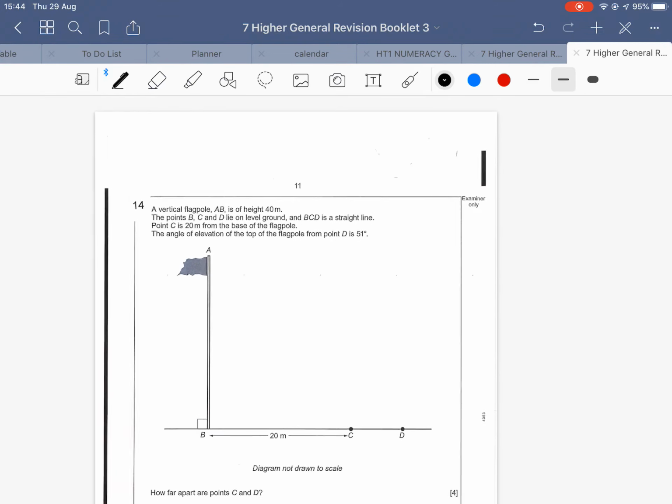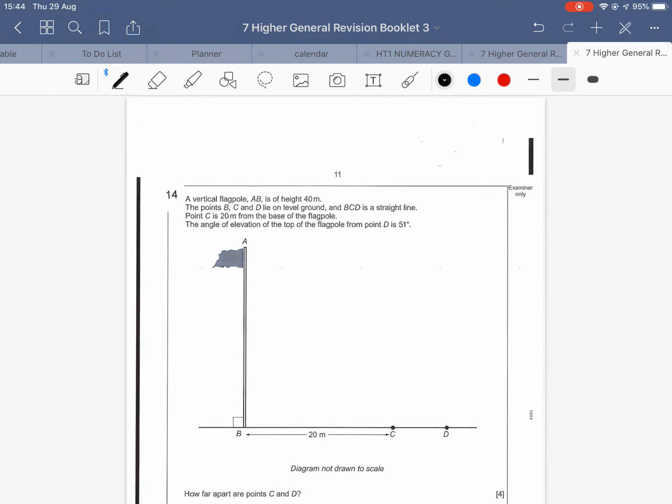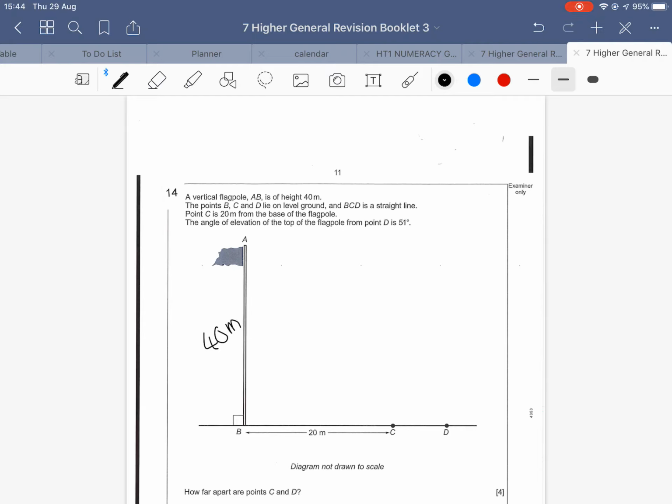Vertical flagpole AB has a height of 40 meters. I hate it when they don't write it on there because I normally forget. The points B, C and D lie on the level ground, and BCD is a straight line. Point C is 20 meters from the base of the flagpole. The angle of elevation of the top of the flagpole from D, so from A to D, going up, is 51 degrees.